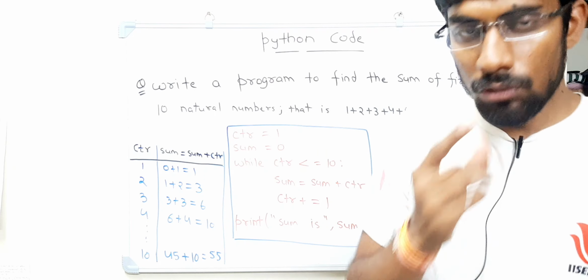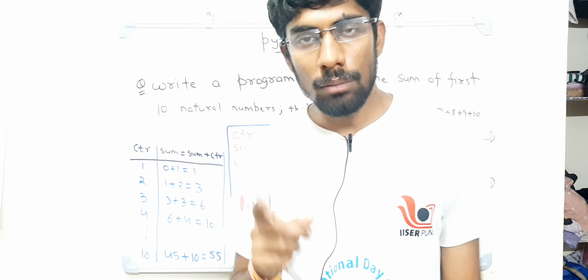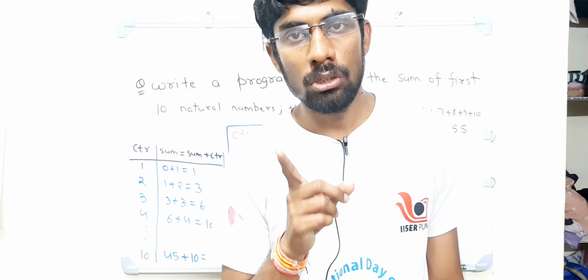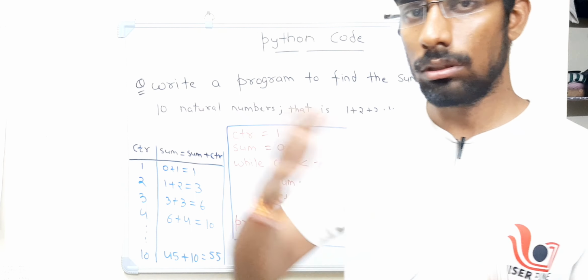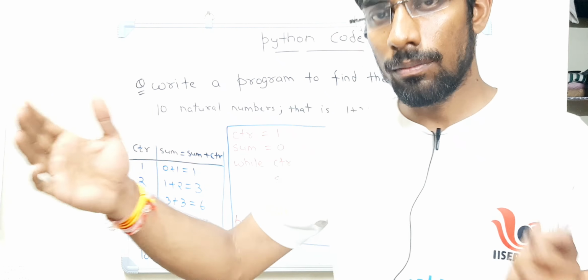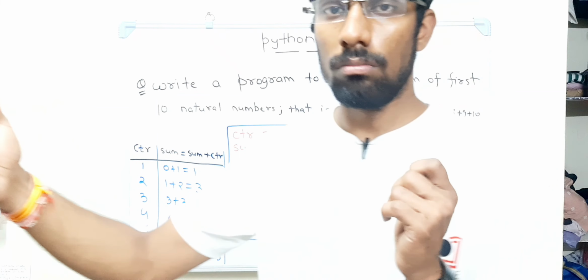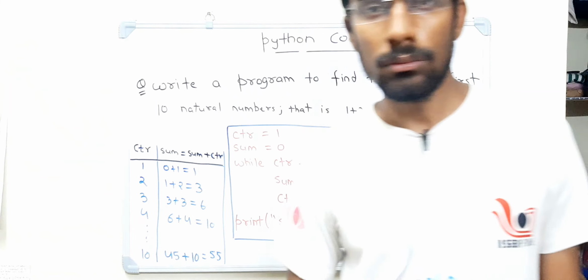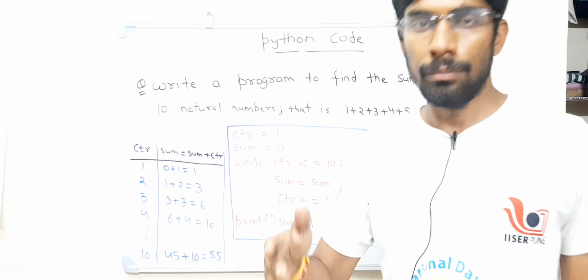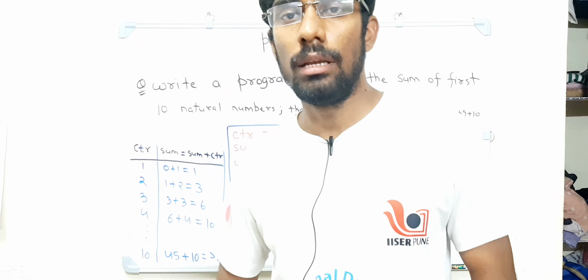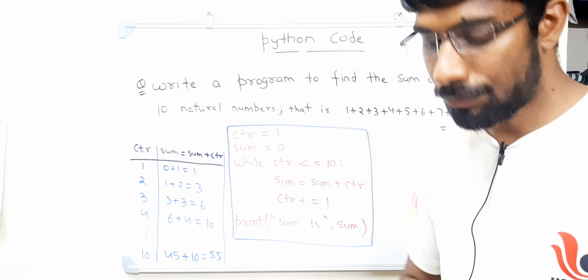And since we have to calculate the sum only for the first 10 natural numbers, there should also be a counter which counts the natural numbers. So if I get the first 10 natural numbers, I have to terminate the process. So let's write a program.